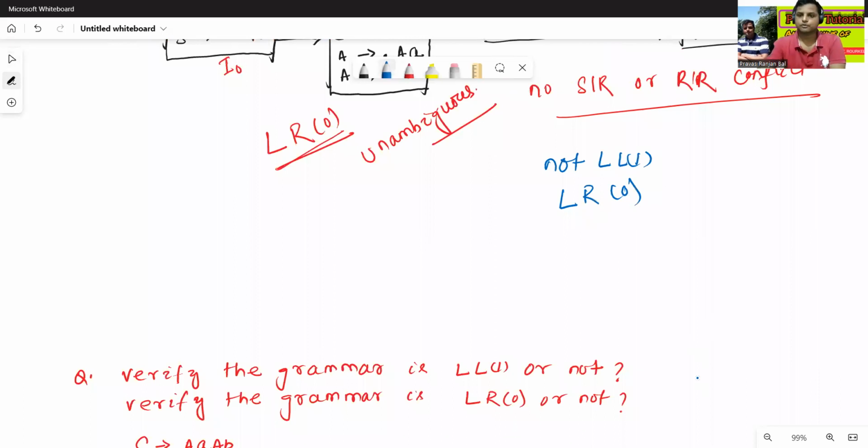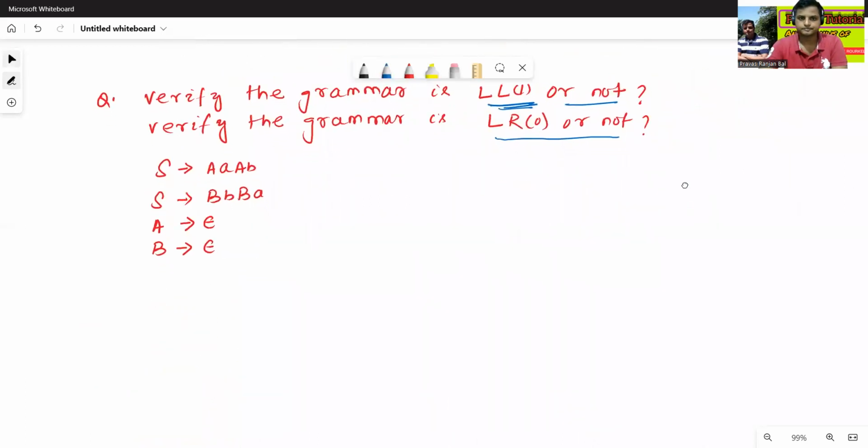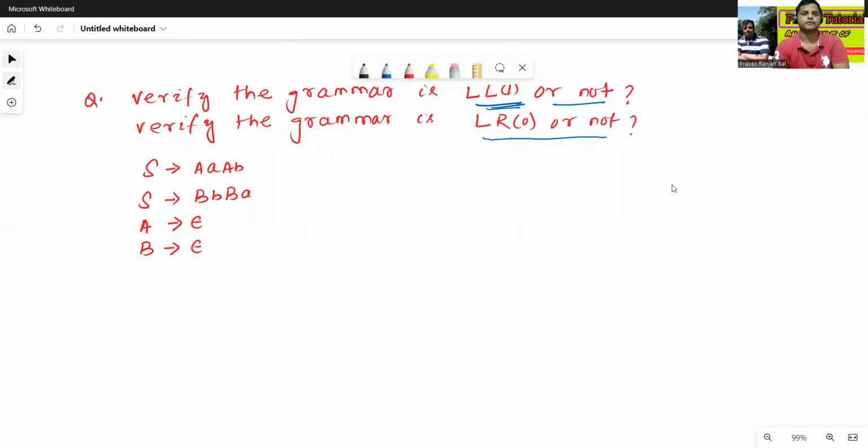Now we'll check one more question. Next question: verify whether the grammar is LL1 or not, and verify whether the grammar is LR0 or not. This is one grammar. First we'll verify whether the grammar is LL1.